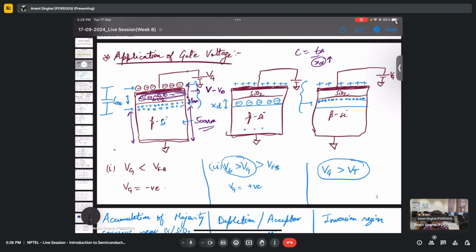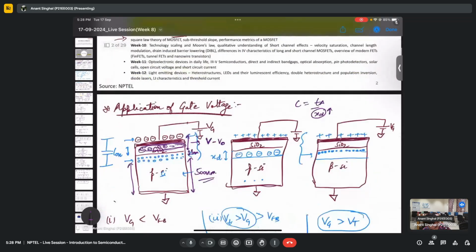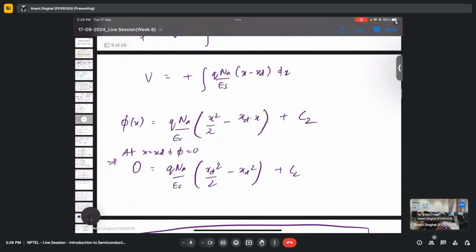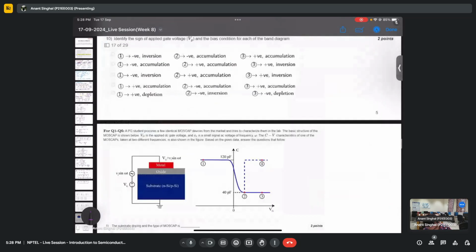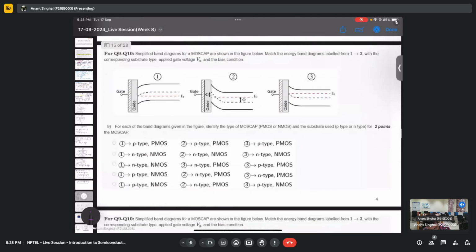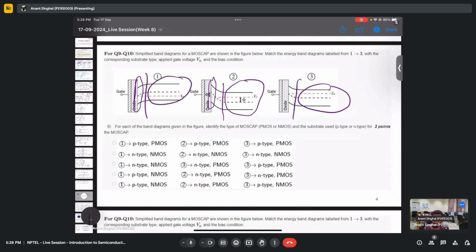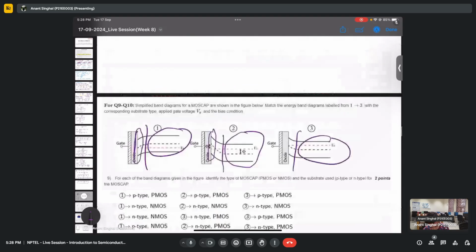Okay, sir. So whatever is happening is only at the interface. Yeah. In the band diagrams also, if you remember, whenever we see these band diagrams, we only care about this interface. We don't even see what is happening here. We are not caring about this. Okay, sir.